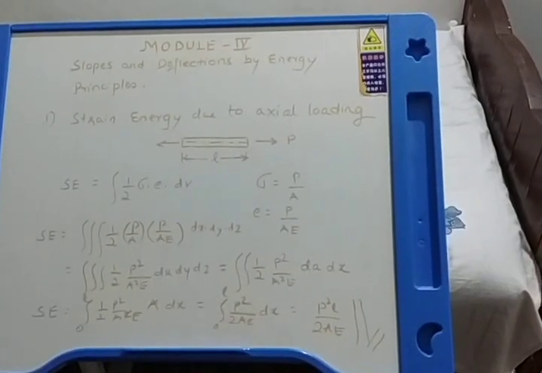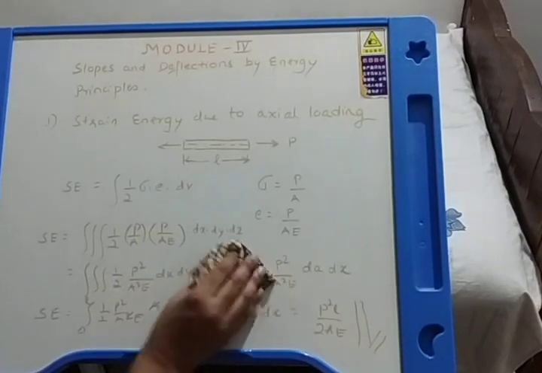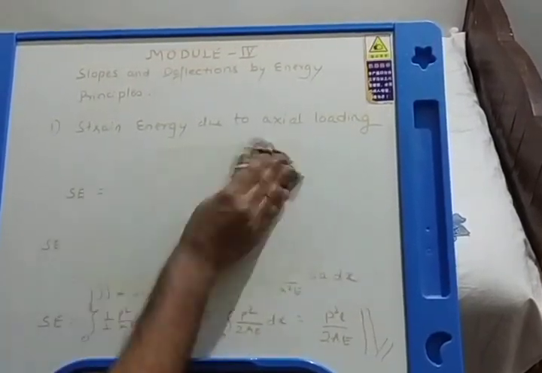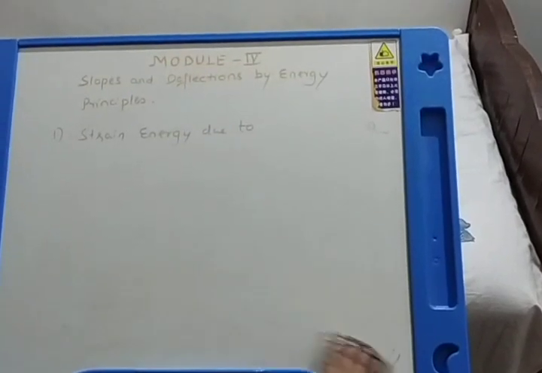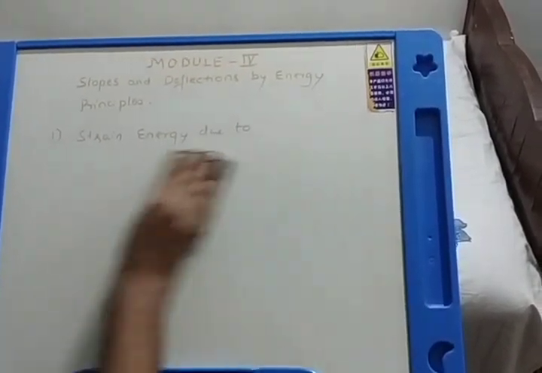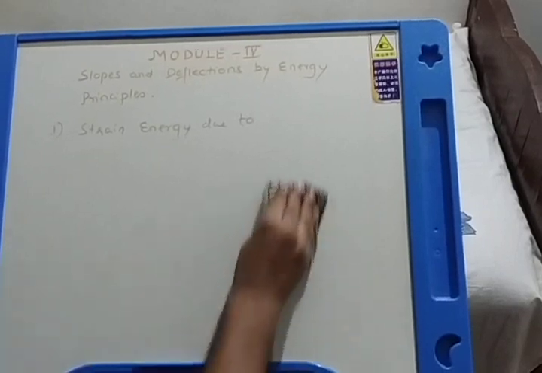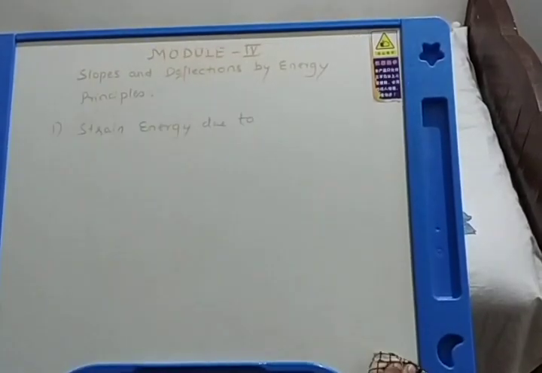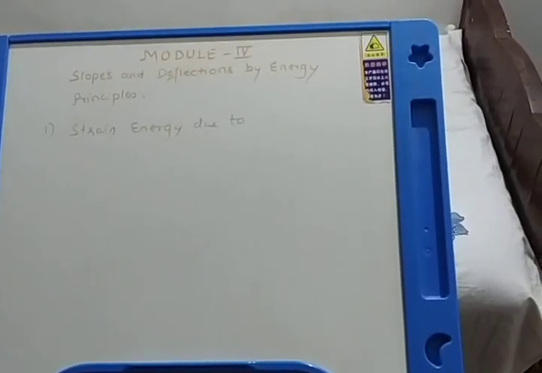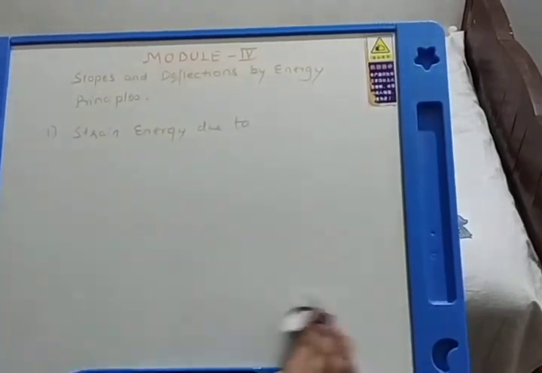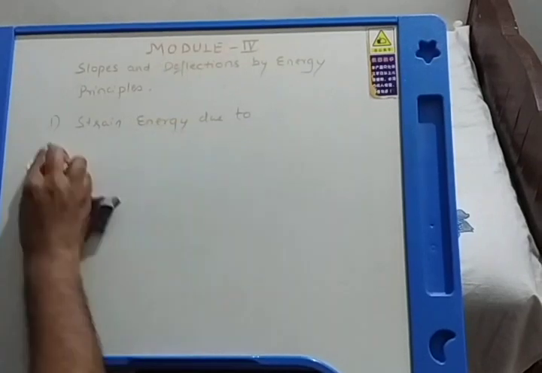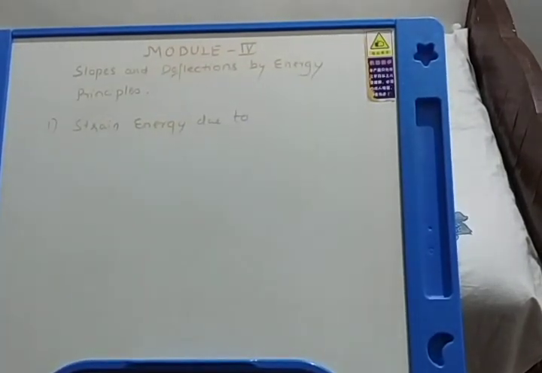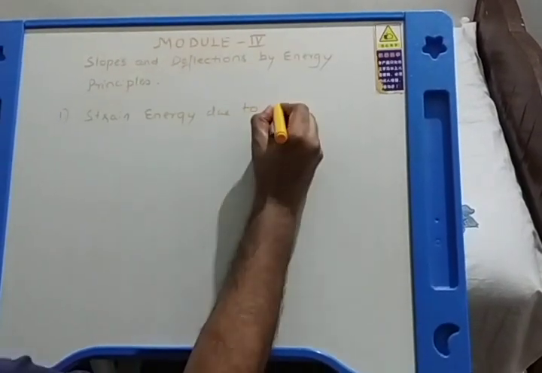So similarly, quickly we will find out an expression for strain energy due to bending. This is more important for flexural members. What I mean by flexural members is the members which are subjected to bending, like beams, bends, frames. All these members are subjected to bending. Bending refers to bending, nothing but flexure. So strain energy is stored due to bending now.